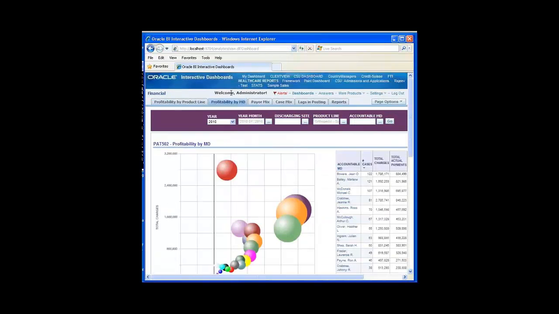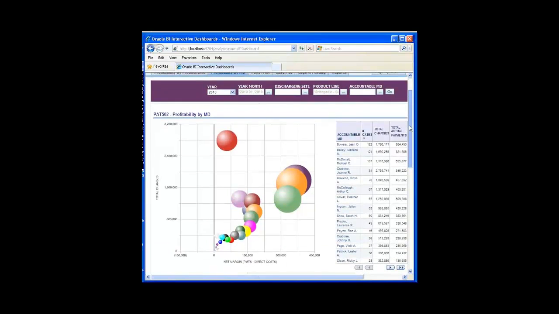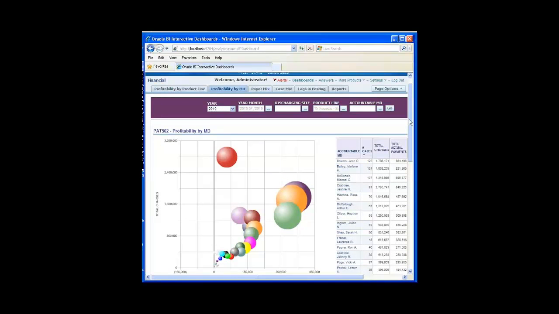Okay. So the next dashboard page, naturally, physicians can be a driver of your profitability depending on what types of supplies they use, that sort of stuff. So length of stay, how well they're managing length of stay. So what we're looking at here is profitability by MD.